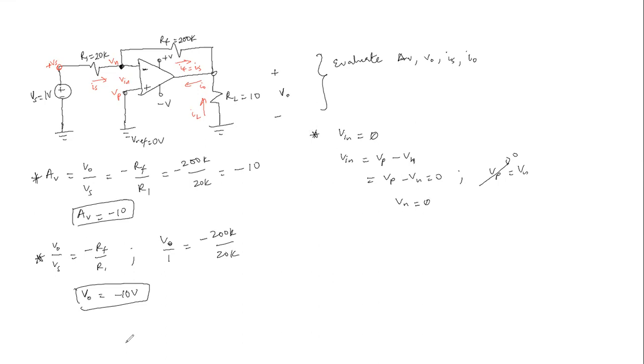So hence, by Ohm's law, we have that I sub S, the source current, is the same as V sub S minus V sub N divided by R1. And we already know that V sub N is the same as 0, right? So V sub S is 1 divided by 20K. And that will give us 0.00005. So I sub S is the same as 0.05 milliamp.